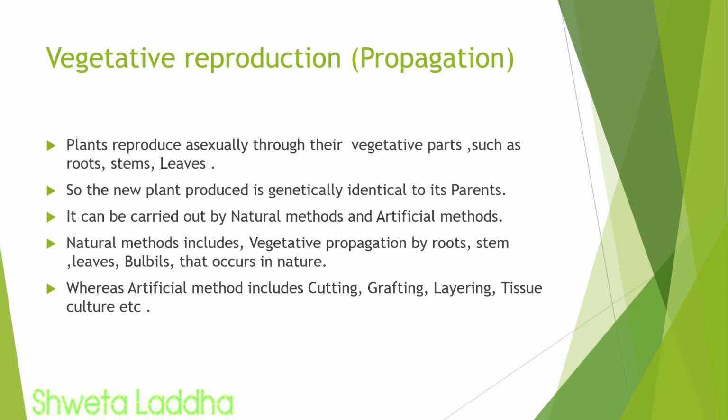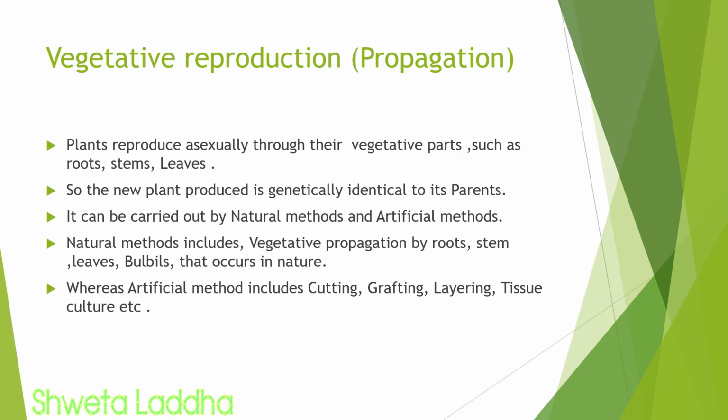So students, what is vegetative reproduction? Plants reproduce asexually through their vegetative parts. They may use roots, stems or leaves to propagate. So the new plant produced is genetically identical to its parent. This method can be carried out either naturally or artificially.